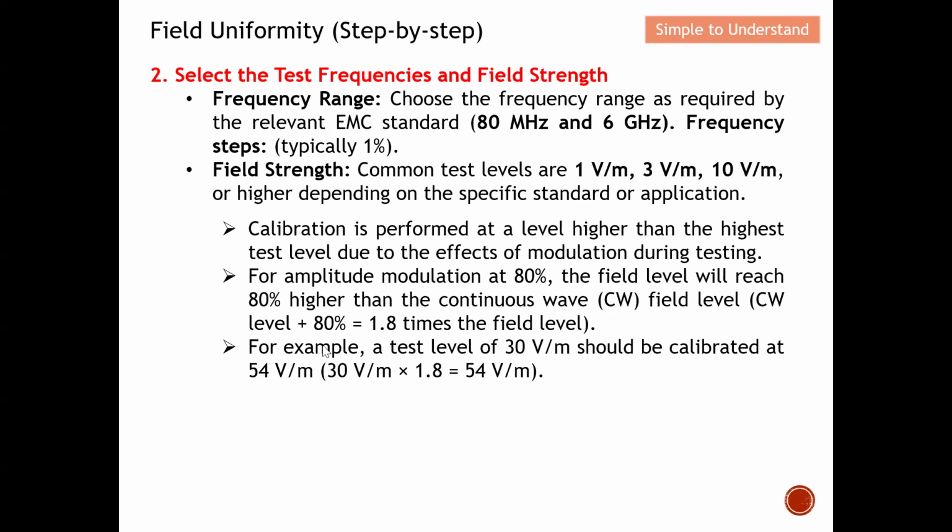Let's do a very clear-cut example. If we need to do a test level of 30 volt per meter, then we need to calibrate at 54 volt per meter because of amplitude modulation. How do we get 54 volt per meter? It is basically from this equation, as I mentioned earlier on: the test level multiplied by 1.8. That will be the level that you are supposed to calibrate at.